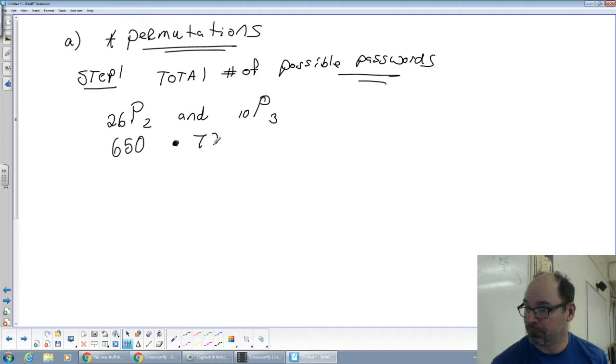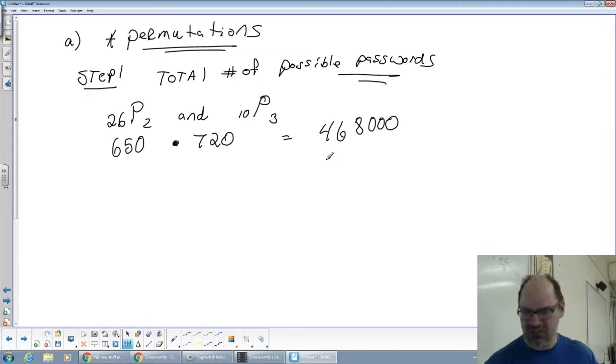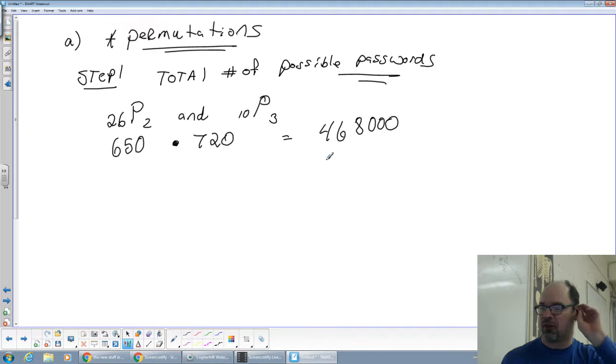720. So the total number of ways, if we take 720 times 650, there's a lot of different passwords we can get. We can get 468,000 passwords. Now that's our bottom number. That's a total number of passwords you can make with those combinations.